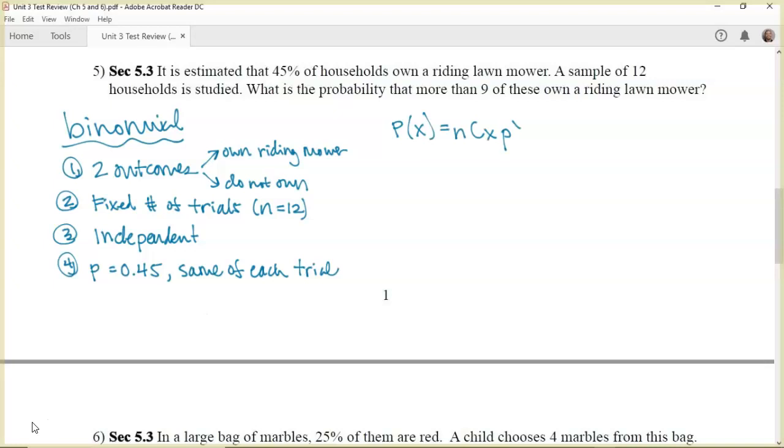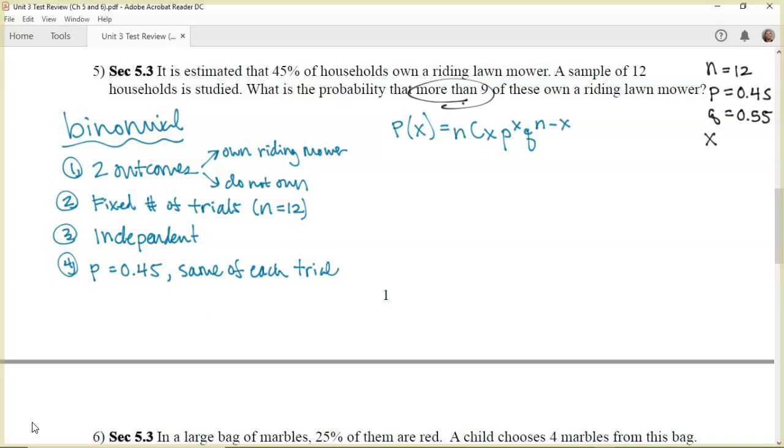The probability of our distribution of x, which is the number of people that have a riding lawnmower, is nCx, which is a combination, which represents the number of individuals who have a riding lawnmower out of the sample, like the different ways you can select those people, and then the probability of a success to the power of x times the probability of a failure to the power of n minus x. And so in this case, our n is 12, our p is 0.45, which is our probability of a success, which means q, which is the probability of a failure, which is not owning a riding lawnmower, is 0.55. 55% of the people do not own a riding lawnmower.